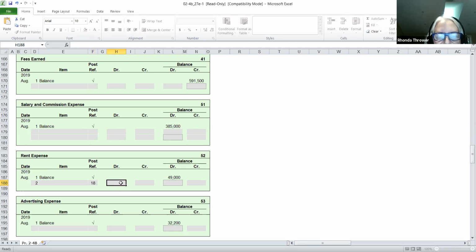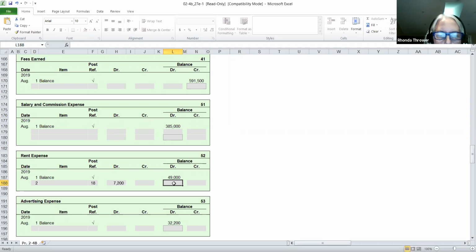I'm going to have a debit in my rent expense for $7,200. This is being copied from the journal. And then I have to rebalance my rent expense. Remember, the balance of rent expense is always on the side of the increase. Expenses increase on the debit side, so the balance has to be on the debit side. From the previous month, we had recorded $49,000. So I'm going to add $49,000 and my $7,200 together to get the new balance in the rent expense account.